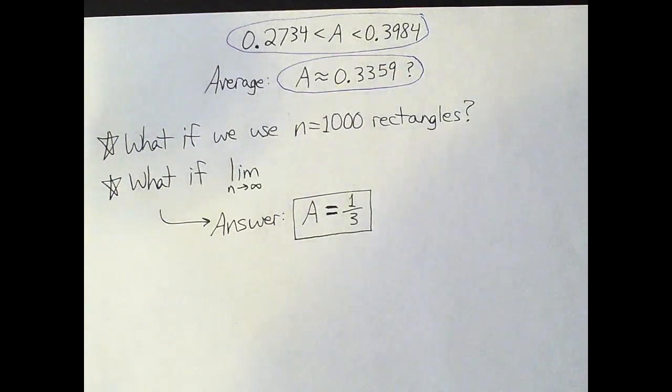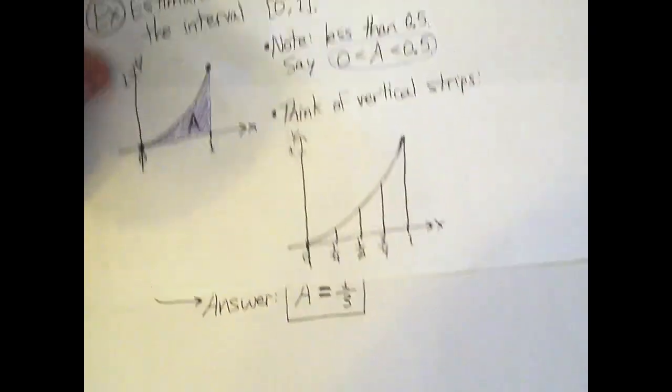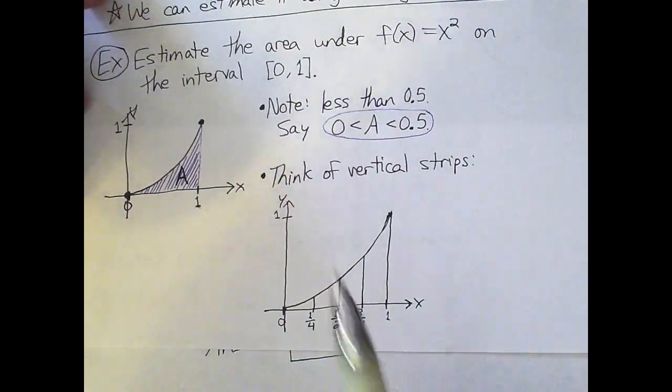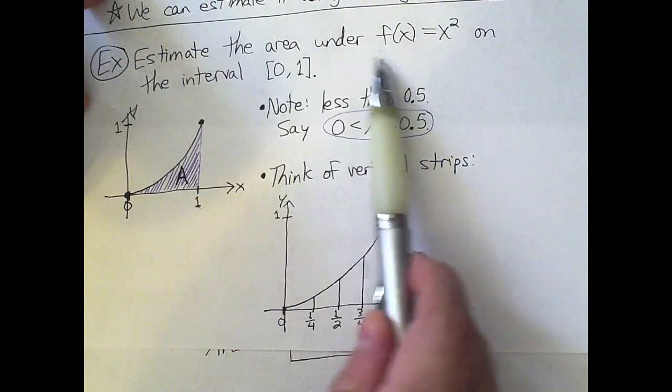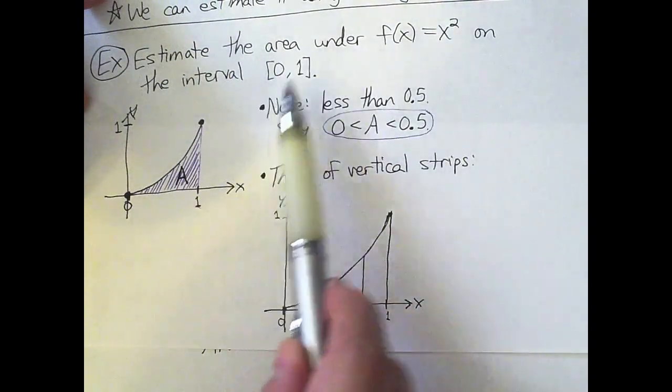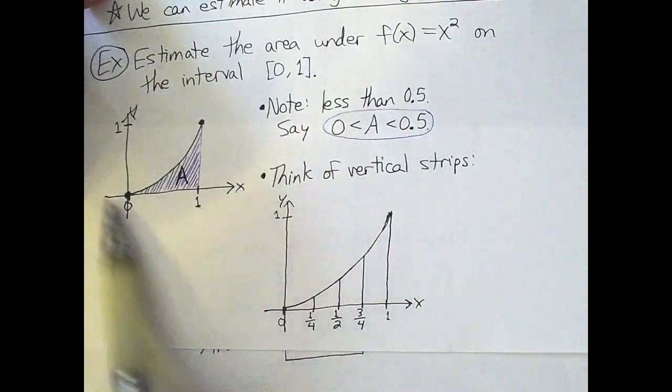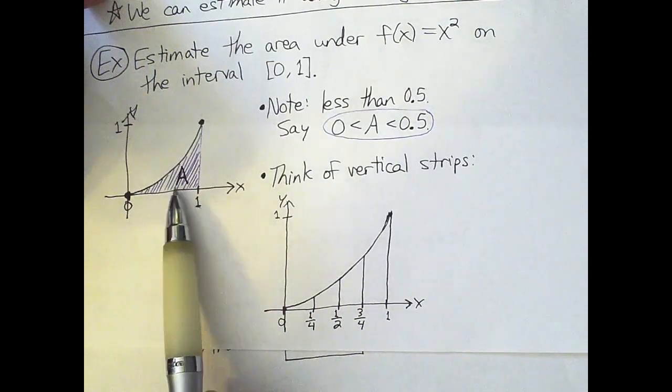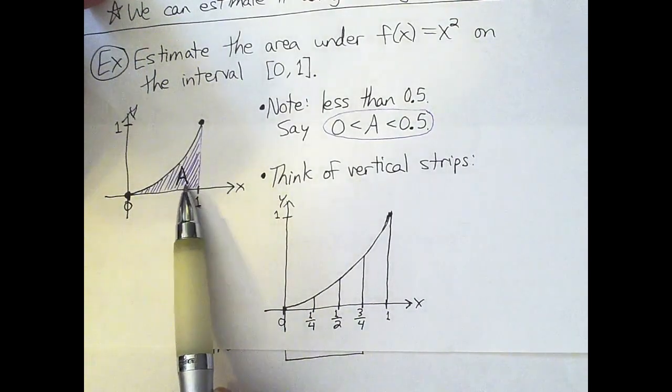So we spent a lot of time on one example. We spent most of this discussing... Here, I'll go back to what the question was. We spent most of this lesson focused on estimating the area under this function for this interval, and this was the thing we were trying to approximate. I'm telling you now that this is exactly 1/3.